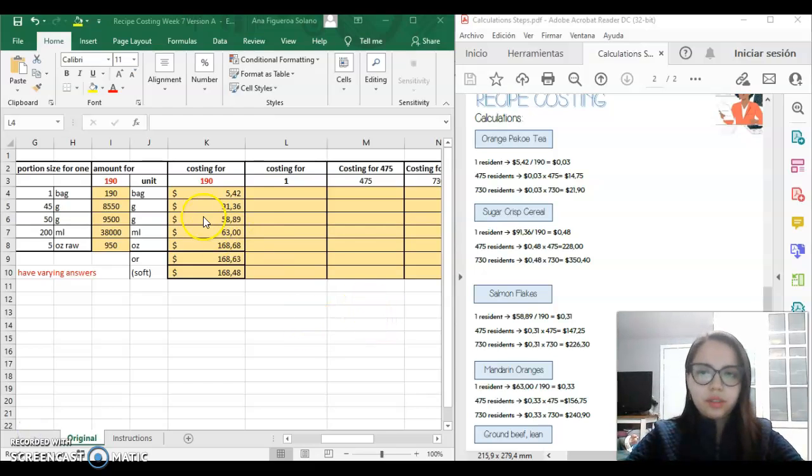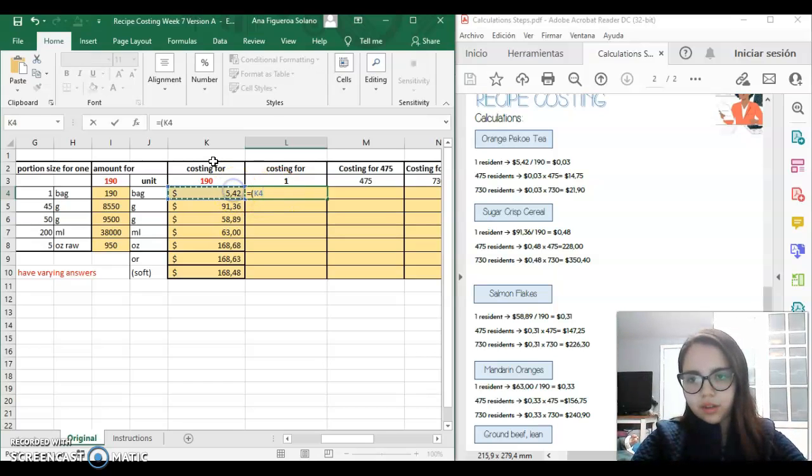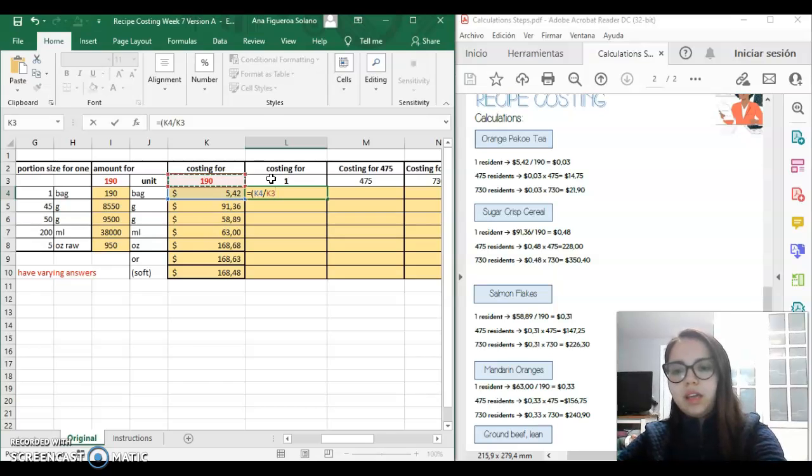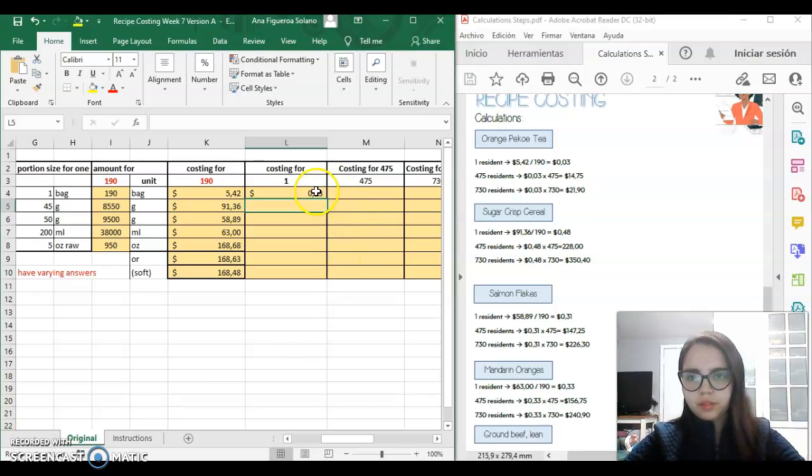Now that we know the total amount for 190, we're going to find out how much is the cost just for one resident. So we need to divide this value by 190. We're going to go to the cell, press equal, open bracket, select the cost, divided by the total of residents, and we're going to use an absolute reference cell because we're going to use the same 190 for all of the ingredients. So remember, it's F4, close bracket, enter. And then we can do autofill.